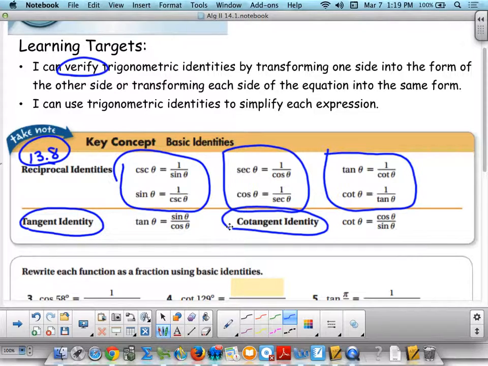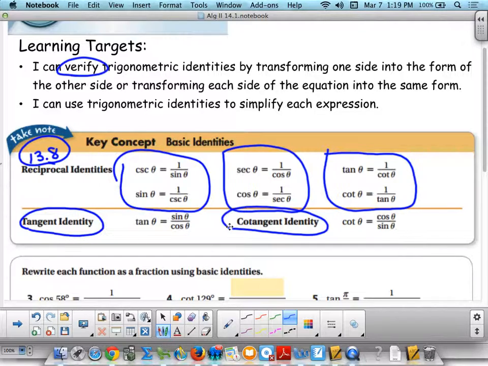Okay, looking at this triangle from chapter 13. Does this ring a bell? Theta's here. What's the sine of theta? Y over r. What's cosine of theta? X over r. What's tangent of theta? Y over x. Okay, so does this ring a bell? Okay, now move this way.